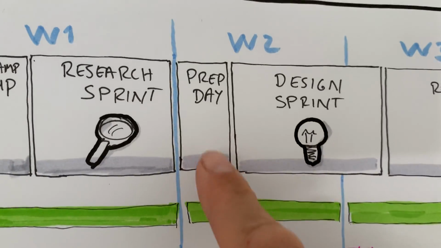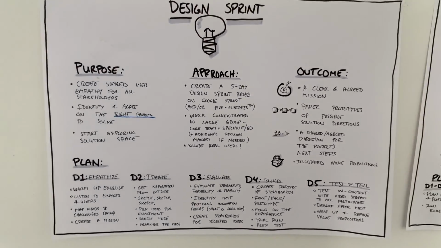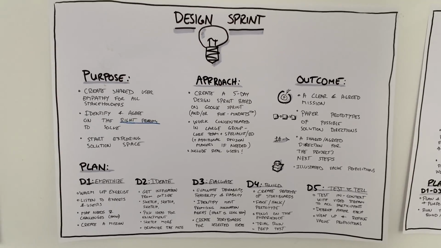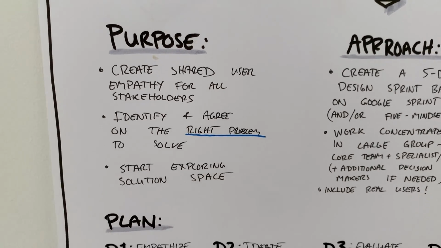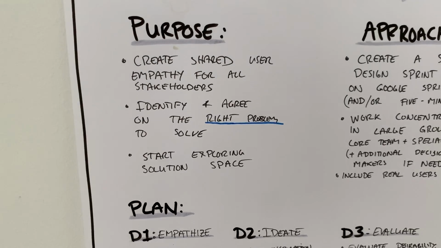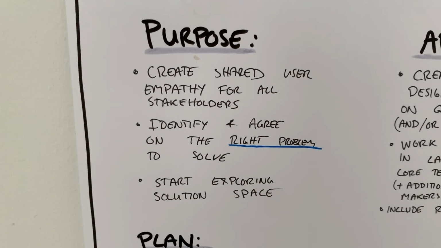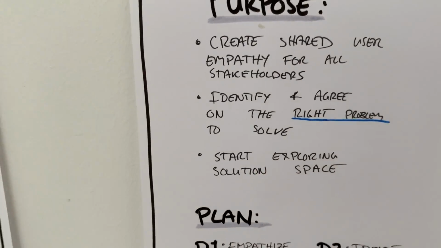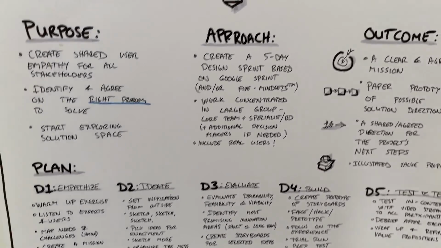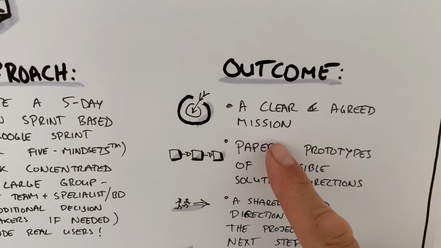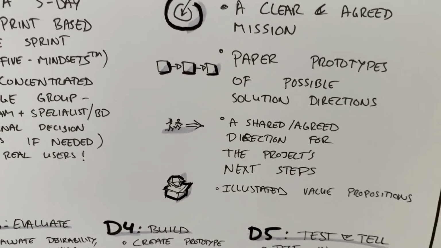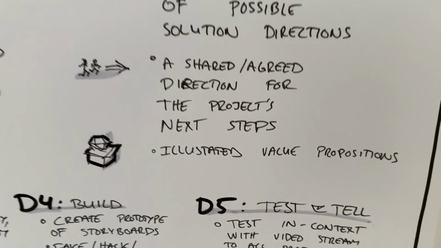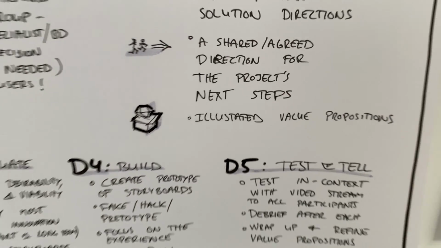The next activity after the prep day here is to run a 5-day design sprint. Inspired by the Google design sprint and a little bit by the 5 mindsets, which I find quite interesting. The purpose is to go from those insights into some agreed direction for the project, and having sort of identified the right problem to solve and some solutions that can fix that. The outcome should be sort of a clear and agreed mission, some prototypes of possible solution directions, shared direction, and some illustrated value propositions in whichever form and way we can make it happen.